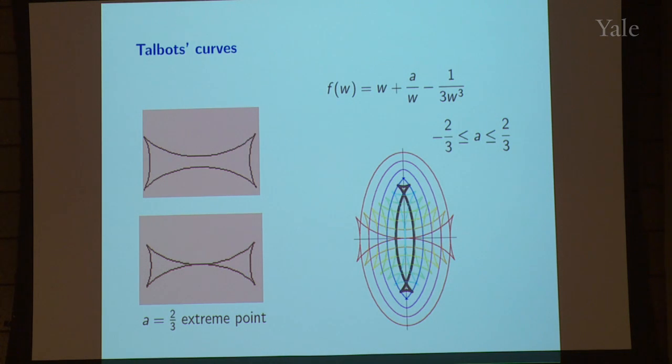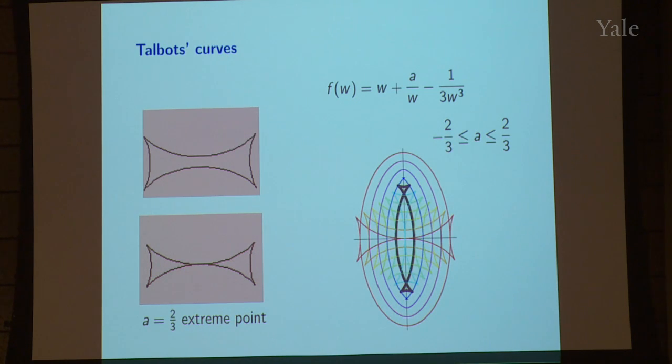So don't pay attention to the ellipses here. So this is the asteroid, and at the extreme point we get the singular Talbot curve, or the limit of this asteroid with the double points. So this is the example that I want to study.